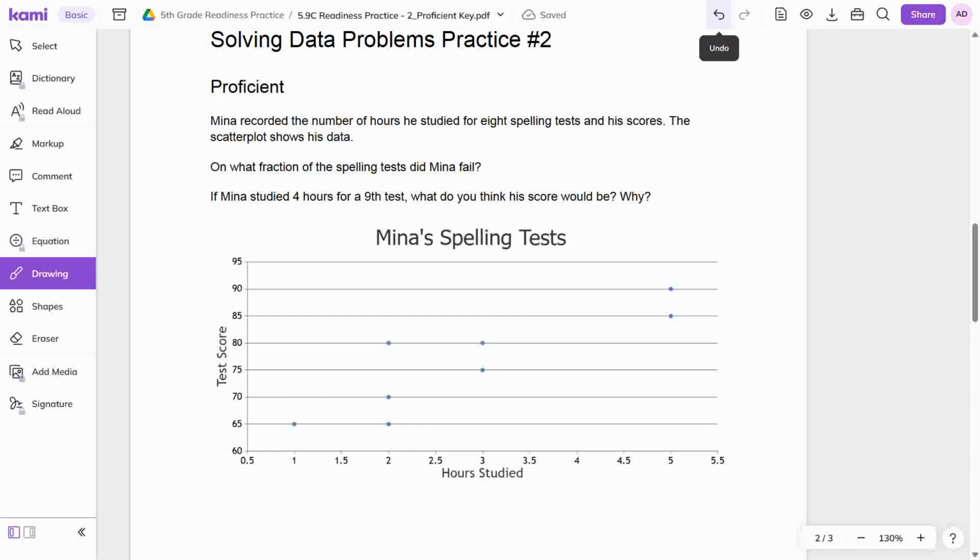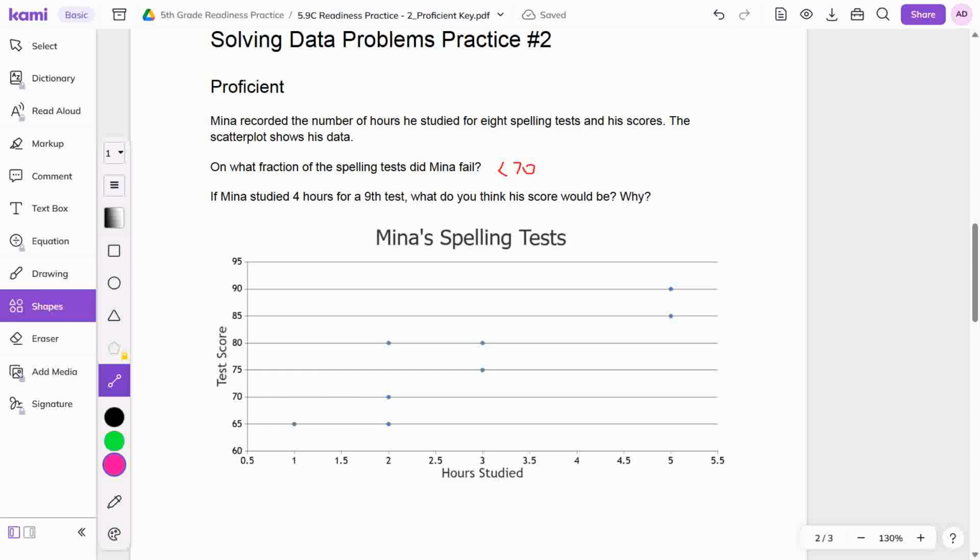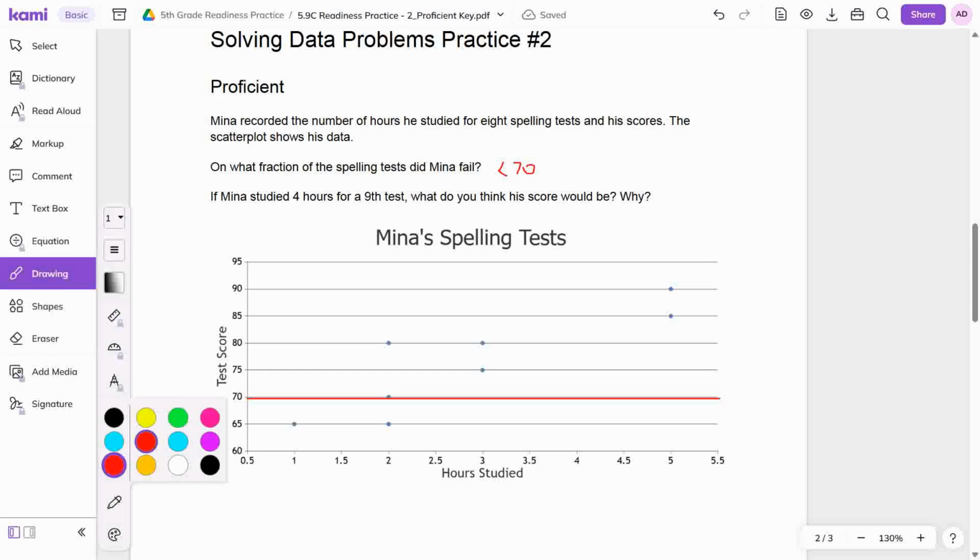Fail is going to be less than 70. So 70 works, but if you're less than 70, so let's get a straight line here. And let's just draw a line across that 70 so we can visually see. All right, so there's my 70. Now, that one that's right on the 70, we're going to count that as a pass. So let's just count the fails as this one and this one.